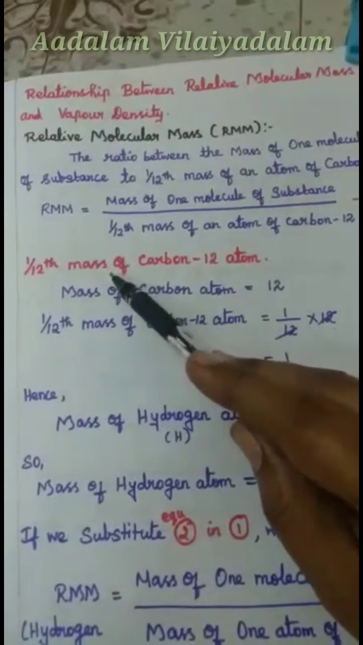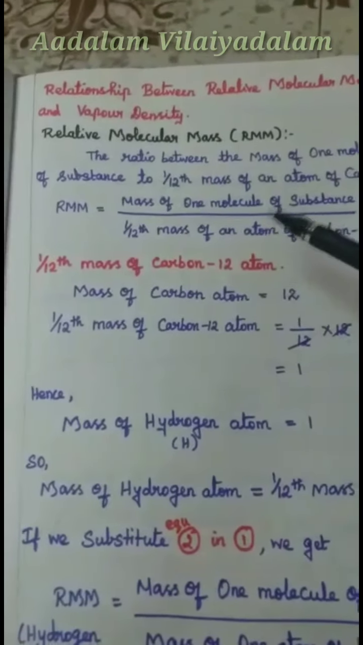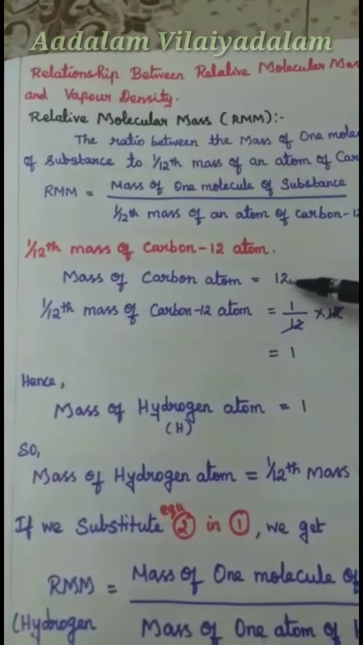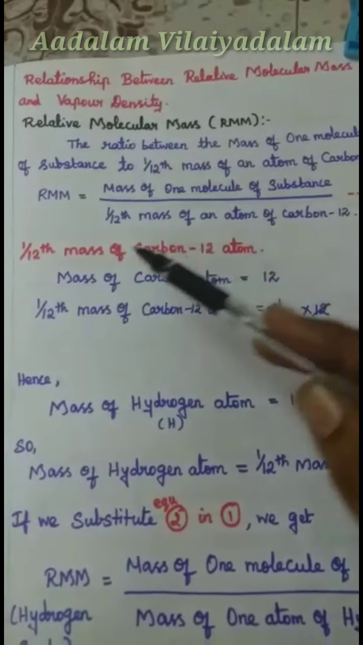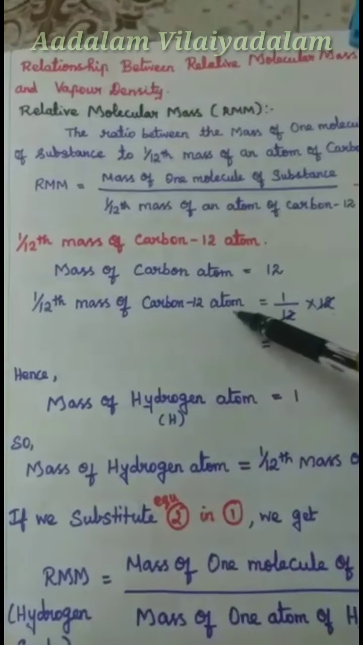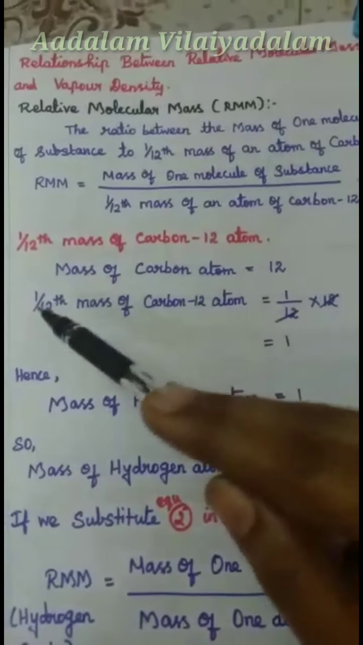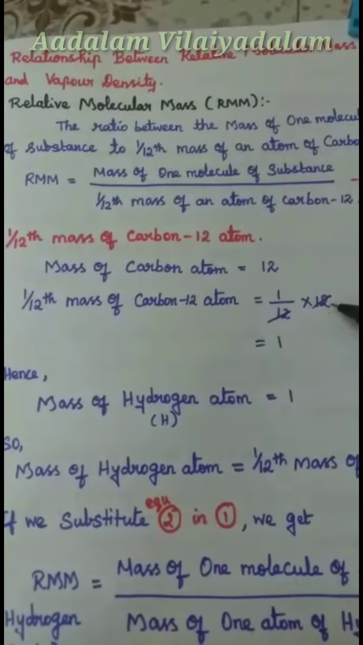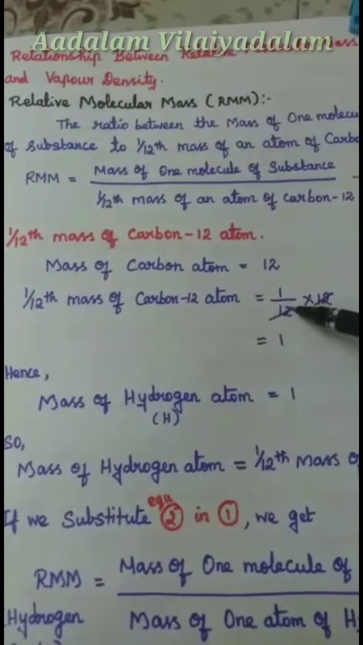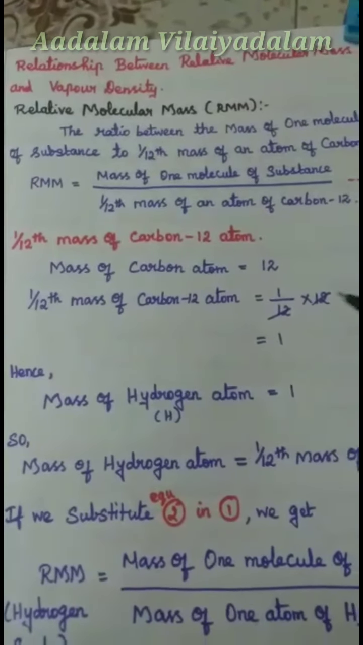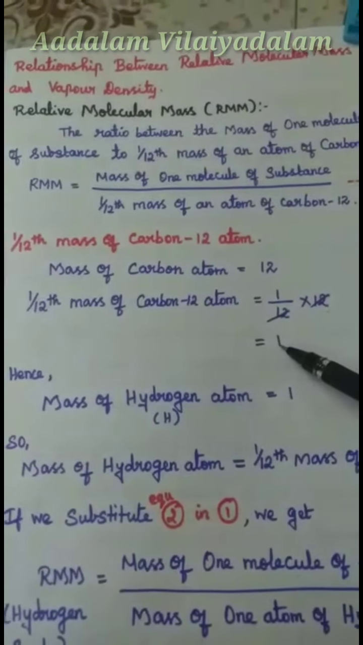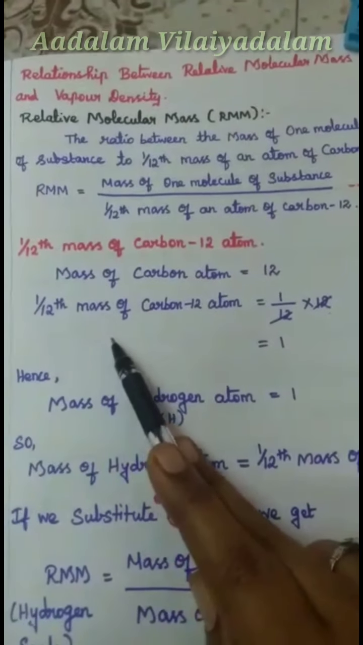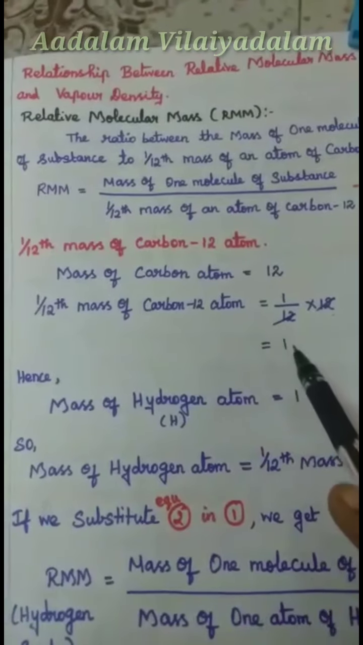First, the mass of a carbon atom. What is the mass of a carbon atom? The mass of one carbon atom is equal to 12. And here 1 by 12th mass of carbon 12 atom is equal to 1 by 12 into the mass of one carbon atom, which is 12. So we cancel this 12 and 12, we get the value 1. Finally, the value of 1 by 12th mass of carbon 12 atom is 1.